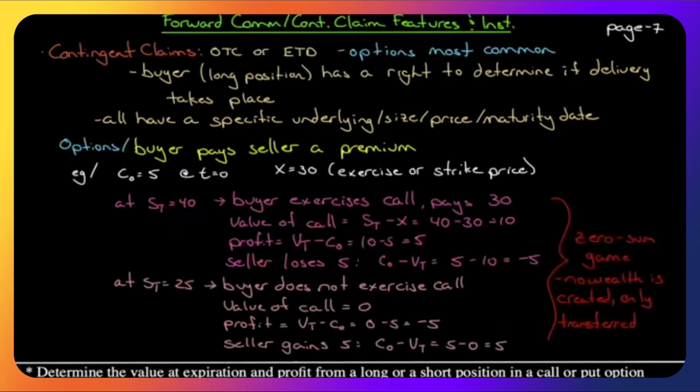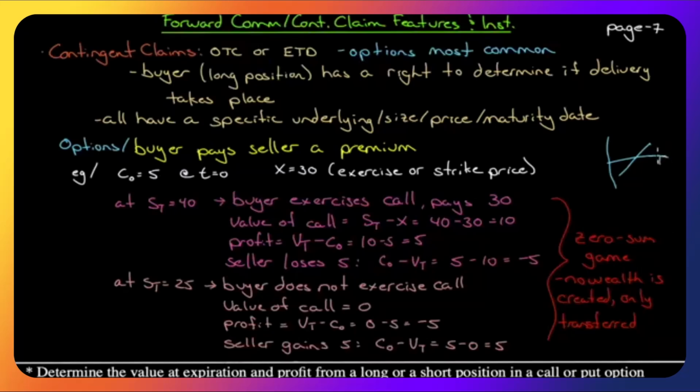Okay, moving on to contingent claims now. And in doing so, a new learning objective, at the bottom of the screen here: determine the value at expiration and profit from a long or short position in a call or put option. The value and profit. When we did commitments, they were what are referred to as linear derivatives, so that the value and profit are the same thing.